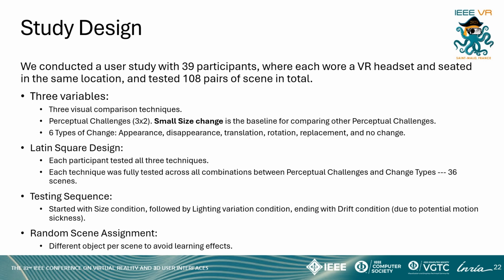Regarding the testing sequence, each participant started with the size condition, followed by the lighting variation condition, and ending with the drift condition. We also used random scene assignment with a different object per scene to avoid learning effects.